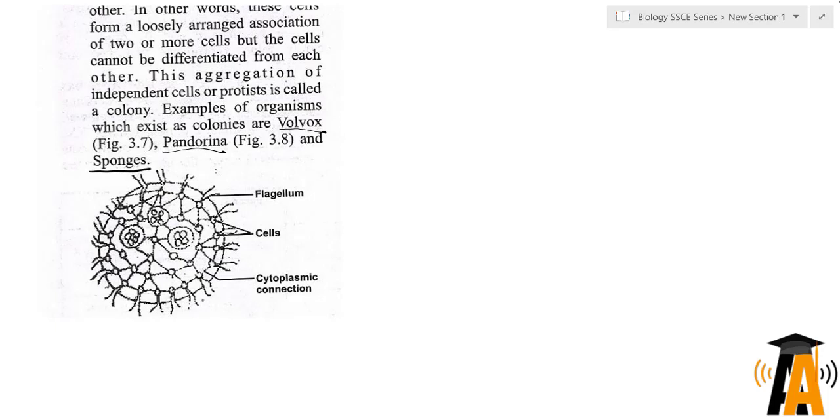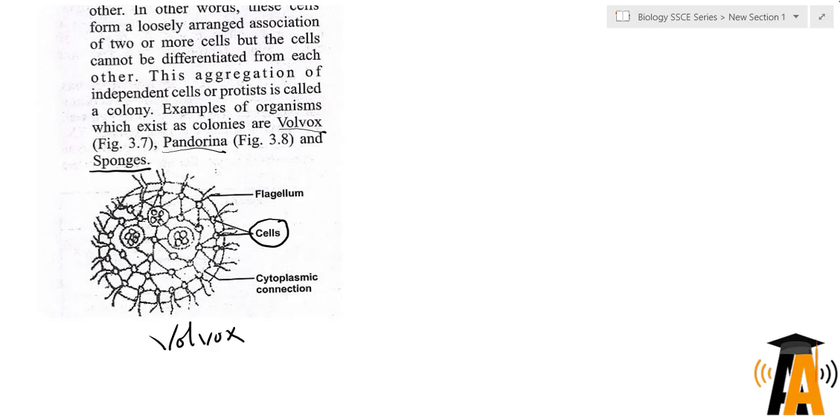So this diagram we have here is a Volvox. Now, when you look at the label here, this one that is circled, you see these are the cells, and if you follow the labeling of the cells, you can see that these cells are joined together. You see the way they are joined together.